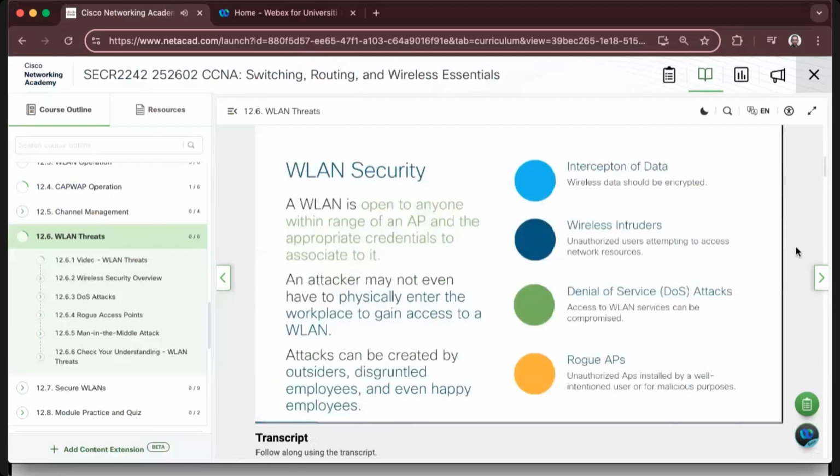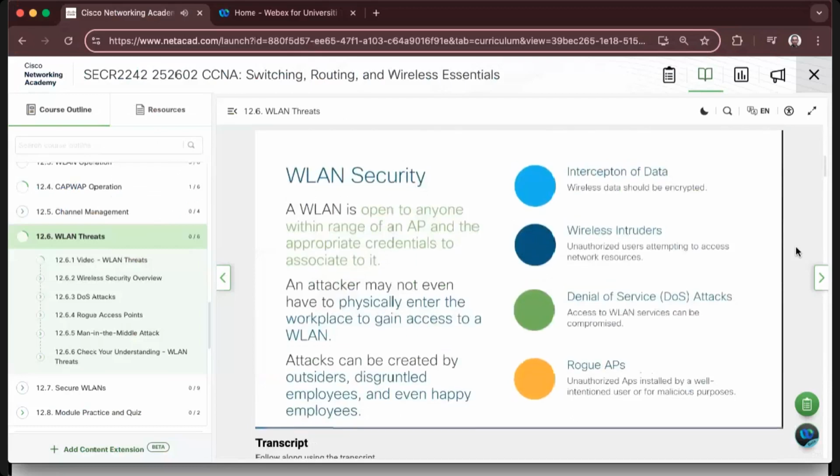As we dive into local area networks, we need to describe the threats for our wireless LANs. To get started, a wireless LAN is pretty much open to anyone with the appropriate credentials to associate with that access point. Now, these attacks can be generated by outsiders, disgruntled employees, or employees inside of your company. They don't even have to physically enter the workplace to access the wireless local area network. There are wireless attacks, like the interception of data.